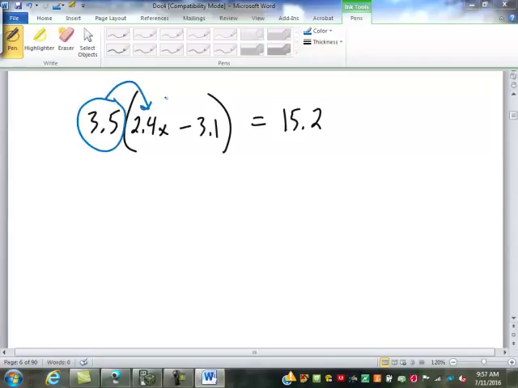3.5 times 2.4 is 8 point what? 8.4? Okay, 8.4x. For some reason my mind was thinking it should be something different. You're right. 8.4x. Then we have 3.5 times 3.1, which is, pardon me, 10.85, okay.